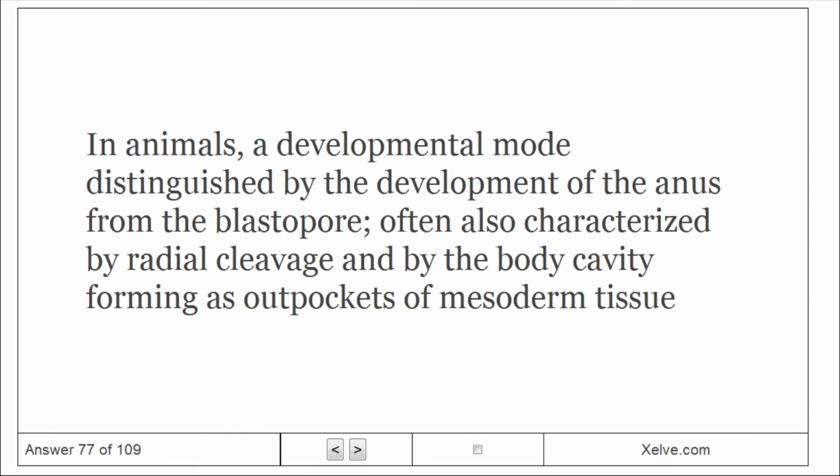Deuterostome development: in animals, a developmental mode distinguished by the development of the anus from the blastopore, often also characterized by radial cleavage and by the body cavity forming as outpockets of mesoderm tissue.